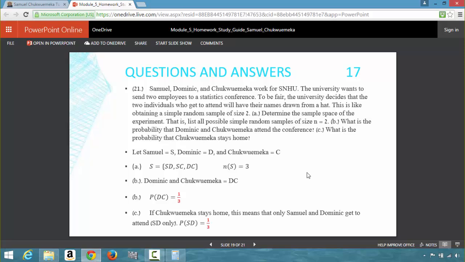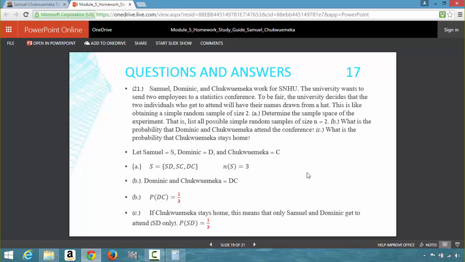A, determine the sample space of the experiment. That is, list all possible simple random samples of size n equal to 2. B, what is the probability that Dominic and Chukwu Emeka attend the conference? C, what is the probability that Chukwu Emeka stays home? Now, if Chukwu Emeka stays home, that means he doesn't get to attend the conference.